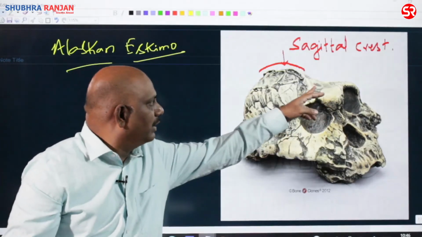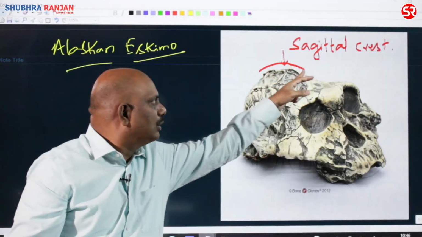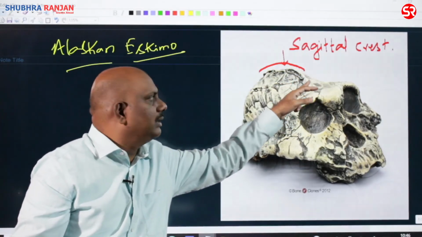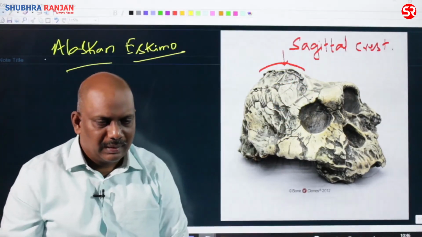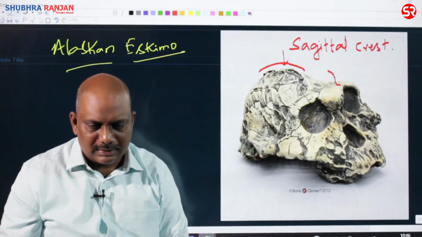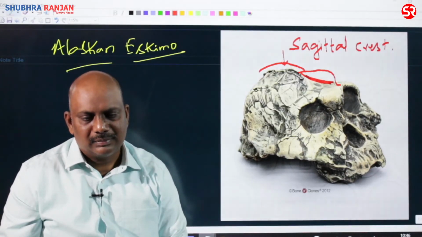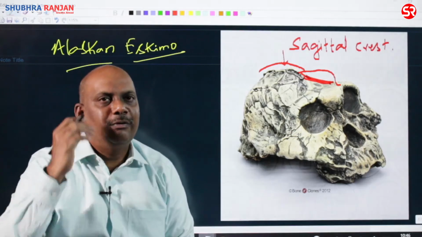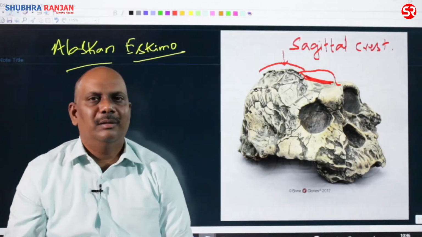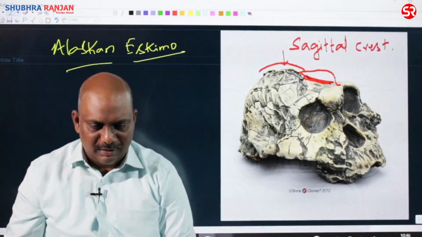See the forehead. In fact, there is no forehead at all here. See how sloping it is. For human beings, this forehead used to be like this. And see how sloping it is. This sloping forehead is a very important characteristic of most of the primates. Okay, so now let us go to the next anatomical feature.